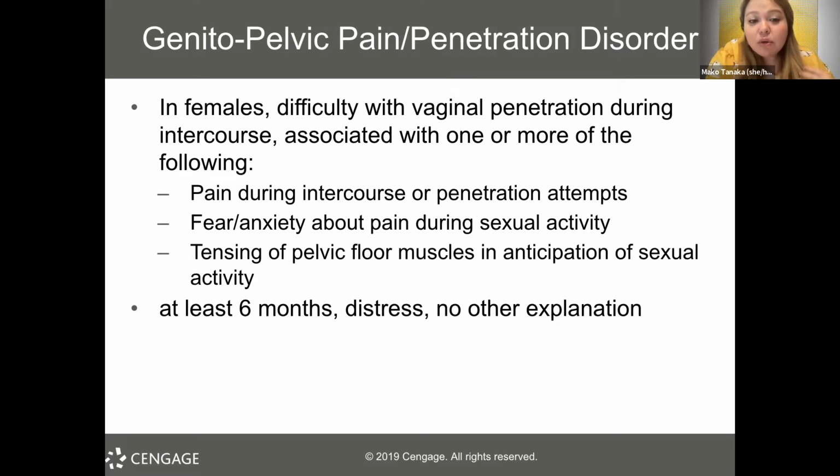Types of symptoms or reactions to penetration in this nature can occur even outside of a sexual context for women with this dysfunction. So these symptoms might occur during things like a gynecological exam, or when a woman is inserting a tampon during her menstrual cycle. And again, we look, how long has this been happening? Is there distress or impairment? And are there other explanations?